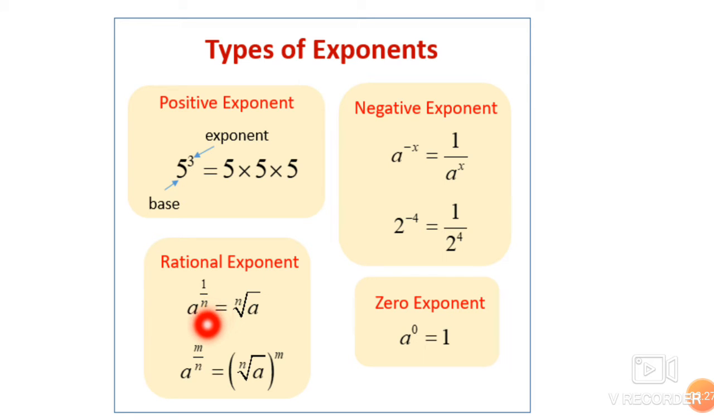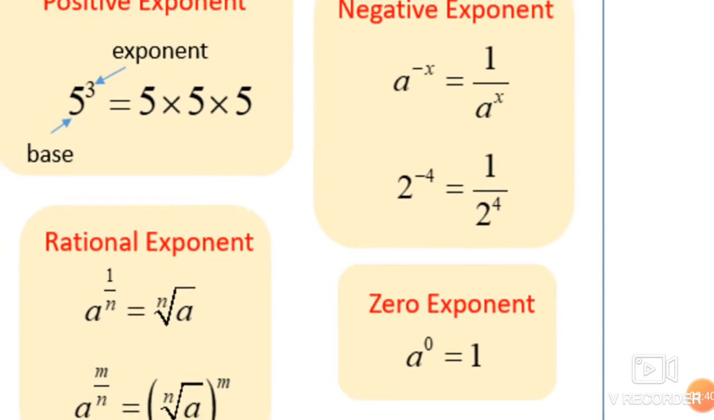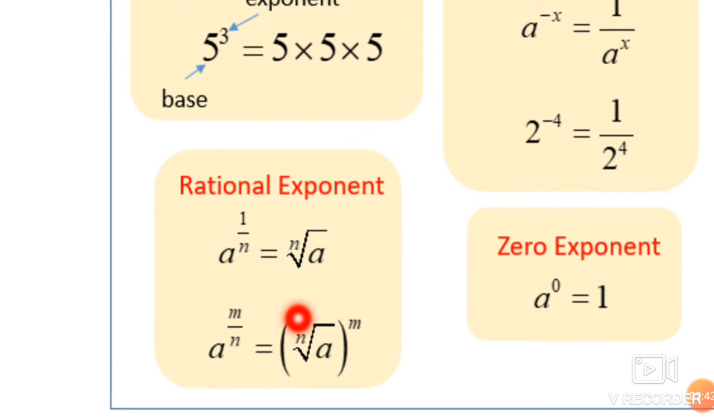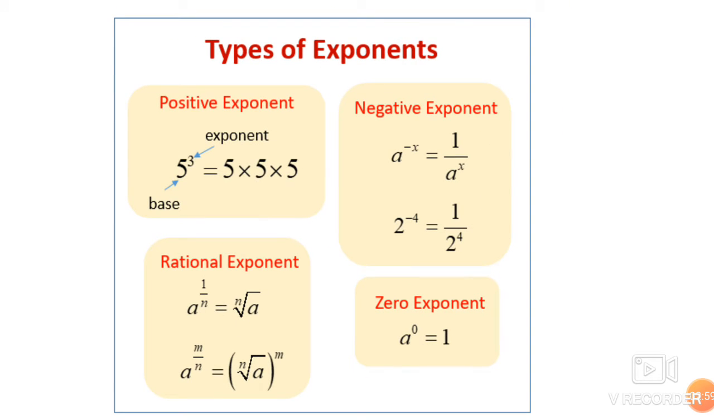For example, a exponent 1 upon n. It can be written in radical form as nth root of a. If we have a exponent m upon n, the exponent in the numerator will become the power, and the exponent in the denominator will become the radical sign. So, a exponent m upon n will be written as nth root of a whole exponent m.